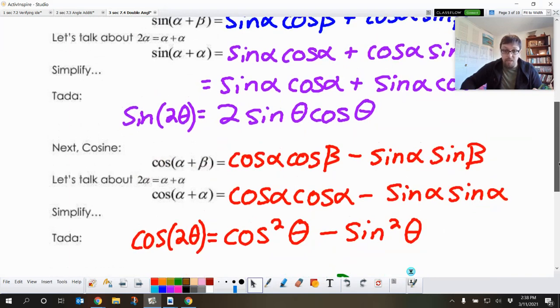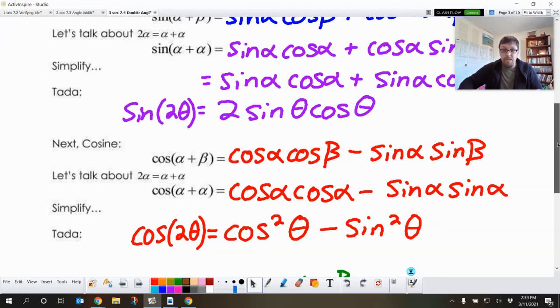For cosine double angle, you get cos, sine, sine. So it's cos of the angle and cosine of the same angle. Well, cos and cos, that's just cosine squared. And sine, that's just sine squared.